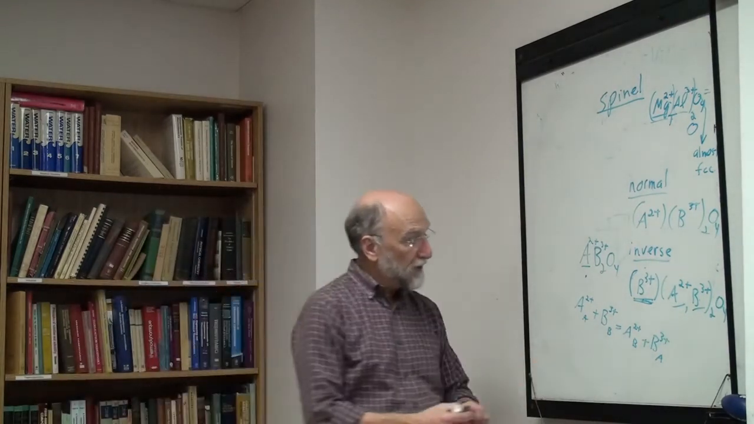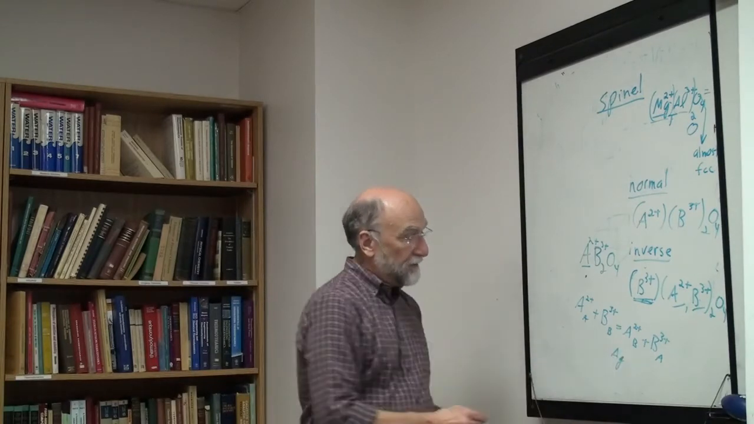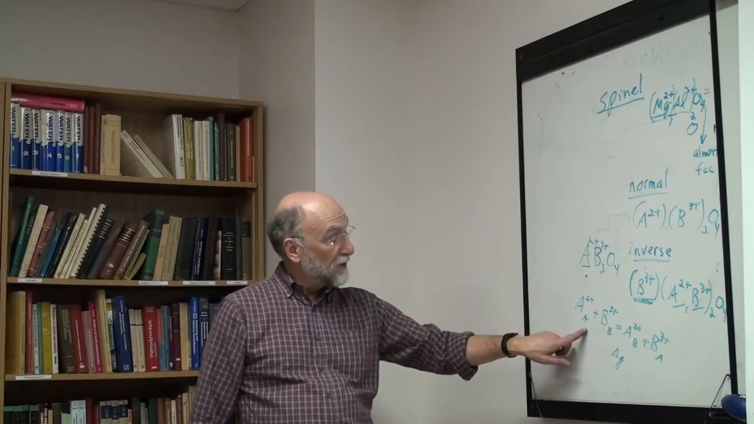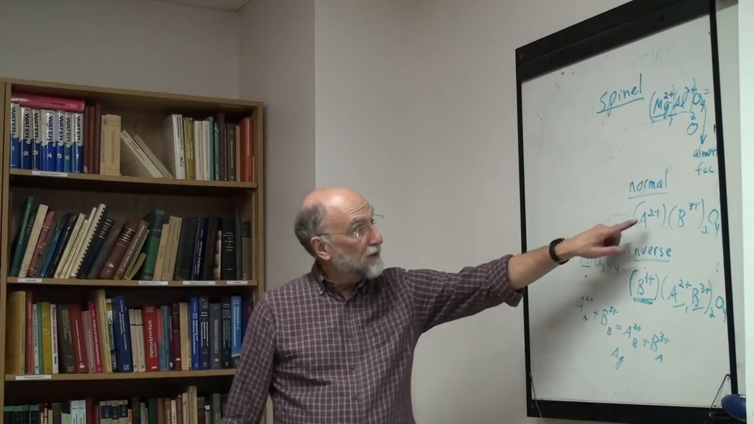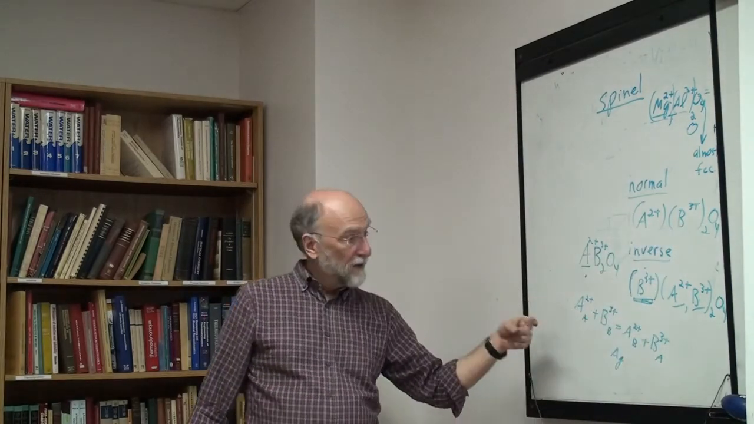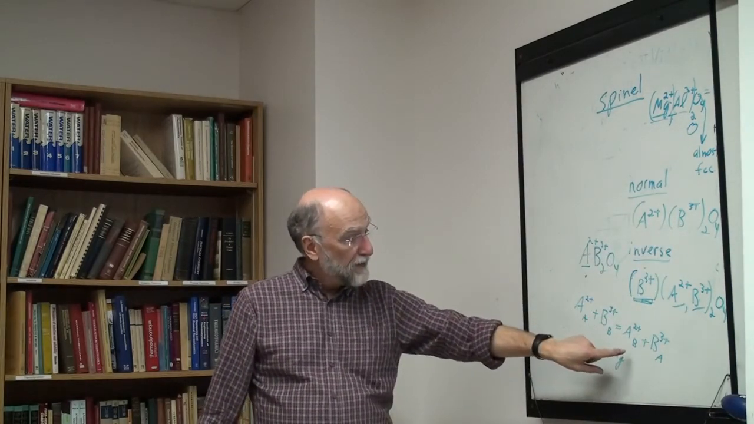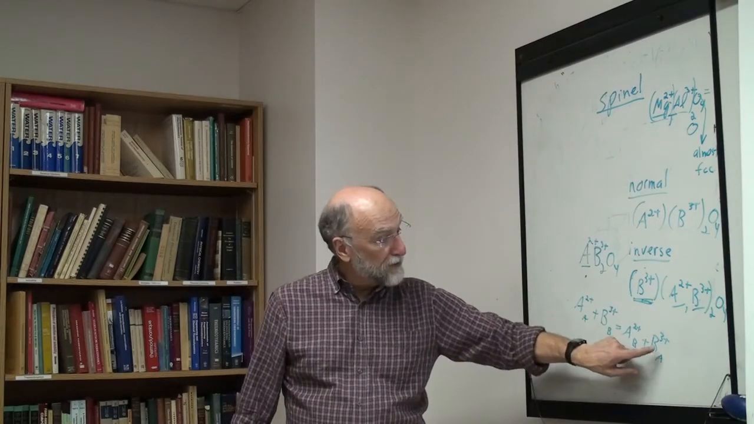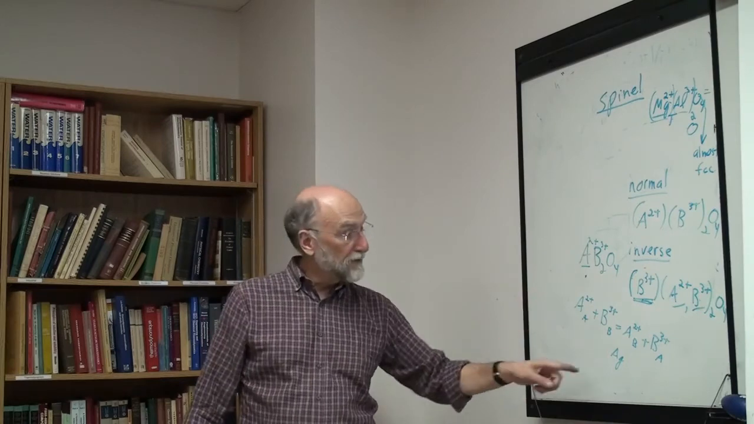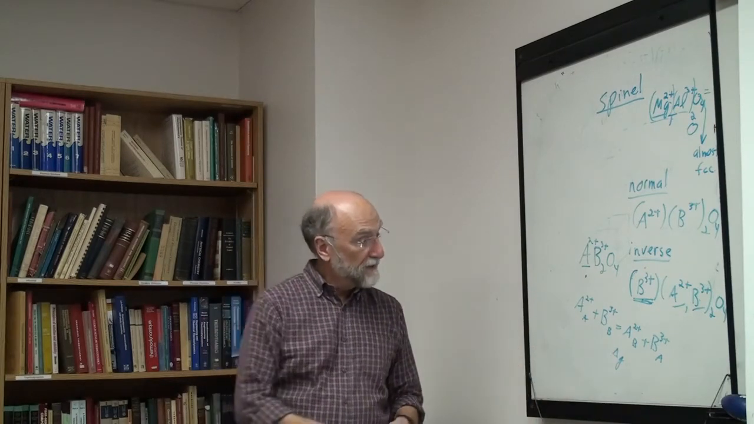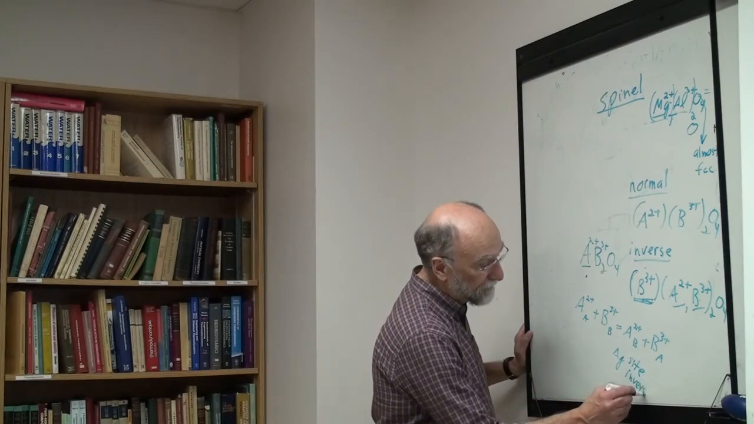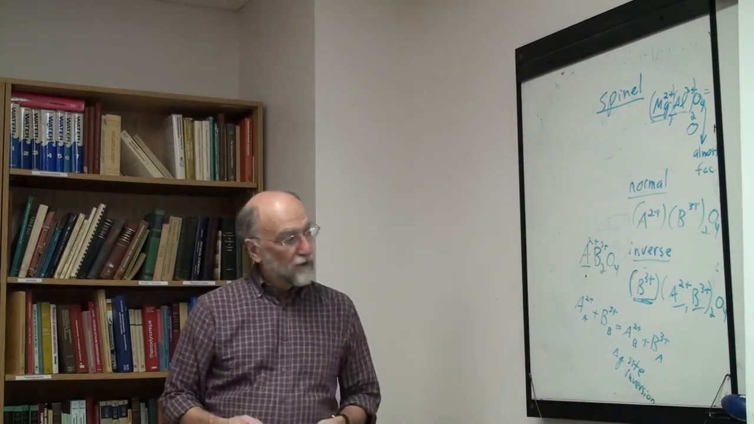If this site exchange reaction has a certain Gibbs energy, if delta G is very positive, then you get a normal spinel with the A's on the A sites and the B's on the B sites. If delta G is very negative, then the A's prefer to be on the B sites and the B's prefer to be on the A sites. Okay, so this is called the delta G of the site inversion, or the site exchange energy.